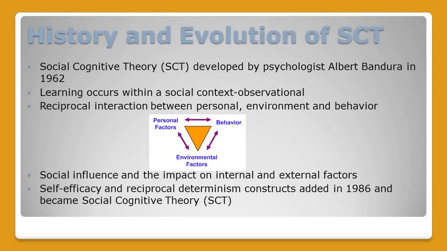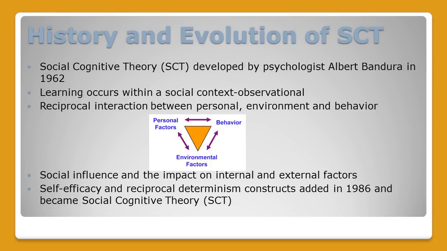The theory posits that individual learning occurs within a social context. One key principle of social cognitive theory is observational or vicarious learning. There is a dynamic interaction between person, environment, and behavior. Basically, there's an emphasis on social influence and the impact on both internal and external factors.